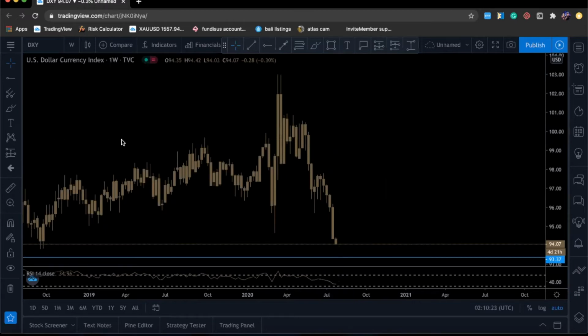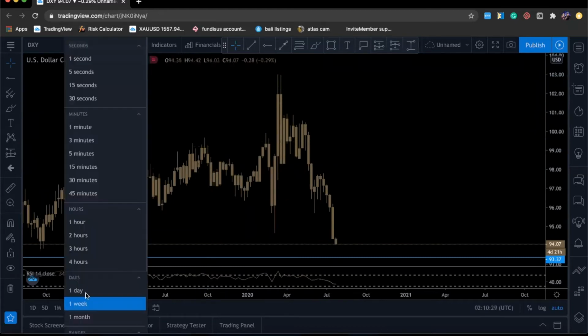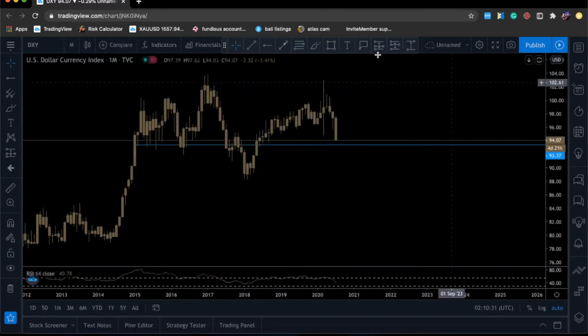We're gonna look over the DXY really quickly. For those of you guys that are new, this is the U.S. dollar currency index. We're just gonna look at this on the higher time frames, just to get an idea of what the market's doing, looking at where we're going.